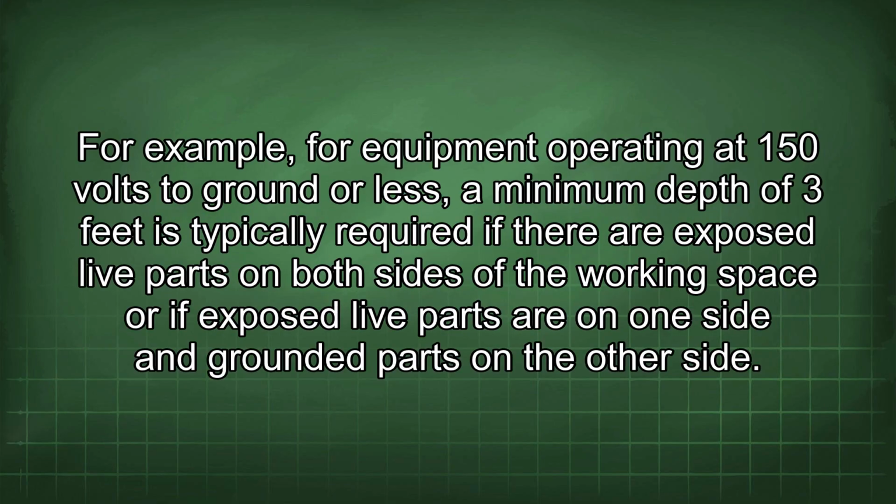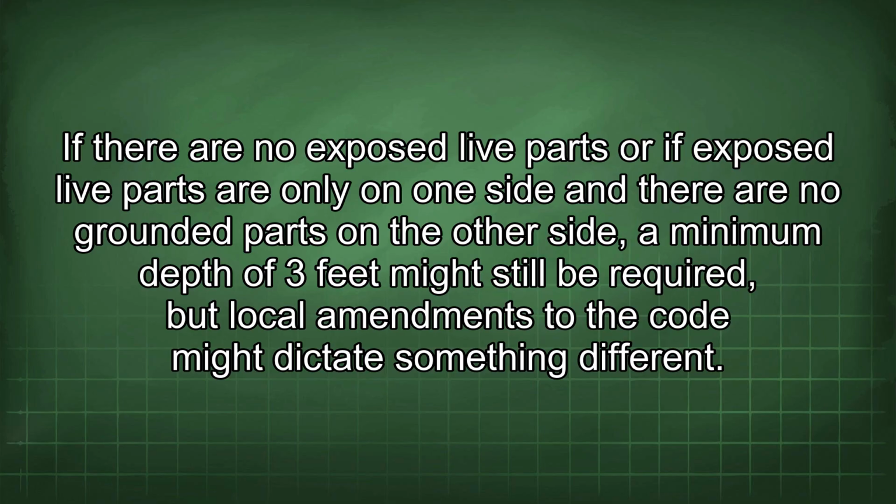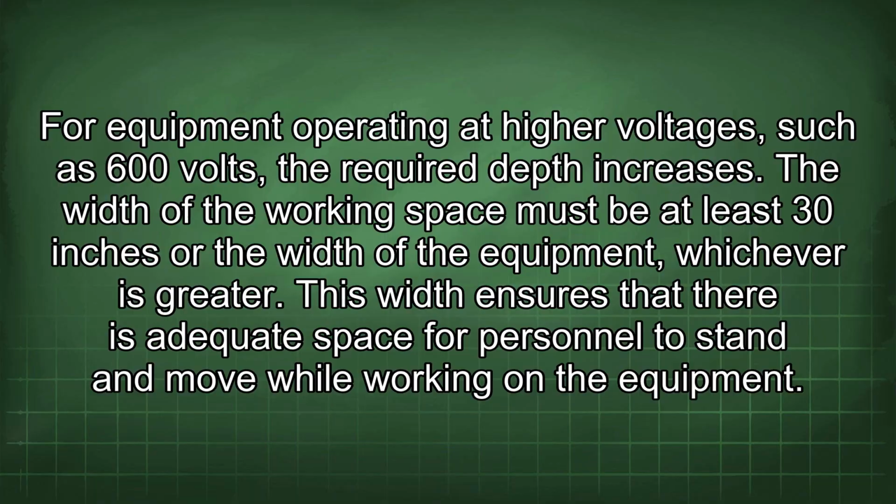For example, for equipment operating at 150 volts to ground or less, a minimum depth of 3 feet is typically required if there are exposed live parts on both sides of the working space or if exposed live parts are on one side and grounded parts on the other side. If there are no exposed live parts or if exposed live parts are only on one side and there are no grounded parts on the other side, a minimum depth of 3 feet might still be required, but local amendments to the code might dictate something different. For equipment operating at higher voltages, such as 600 volts, the required depth increases.